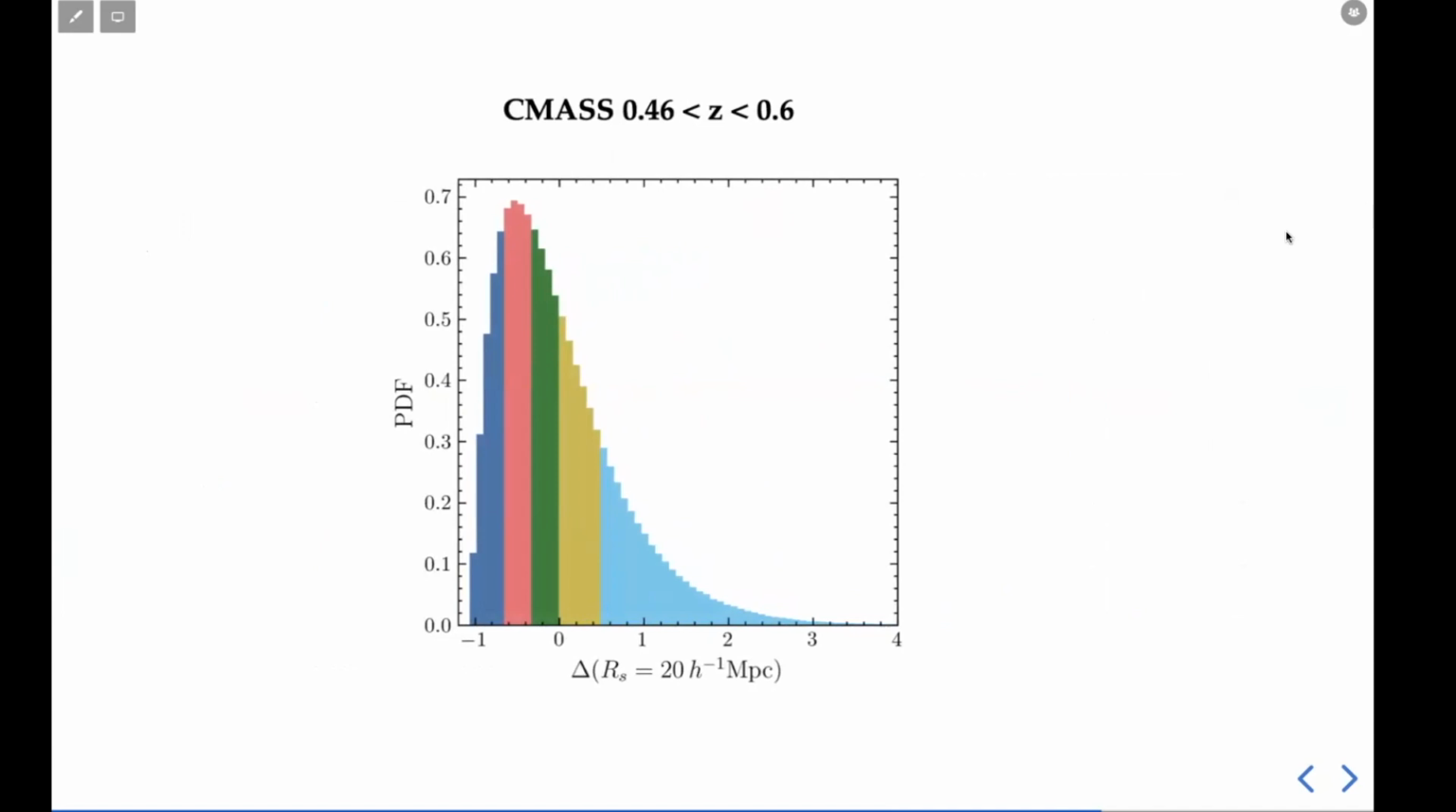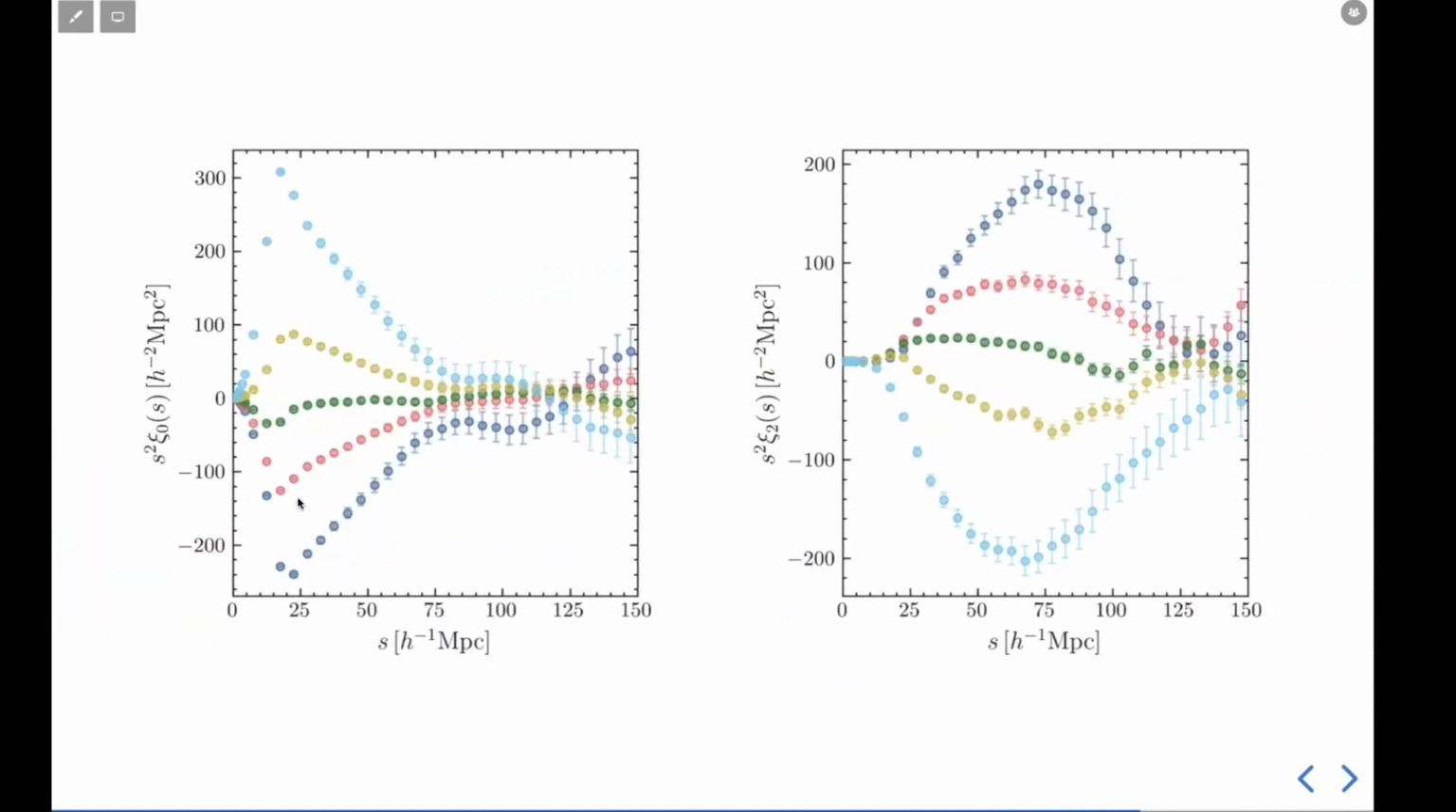Here you can see what the PDF looks like if we look at the CMASS galaxy sample, so in redshift between 0.46 and 0.6. And we're looking at the density in spheres within 20 megaparsecs in redshift space. So now we're estimating density directly in redshift space because that's what you get from a galaxy survey. And you can see here the different groupings we have made based on these densities. Right, this is how the actual measurements look like. This is the cross correlations between the random points and the galaxies. And again, you can see the BAO at different environments and the quadrupole.